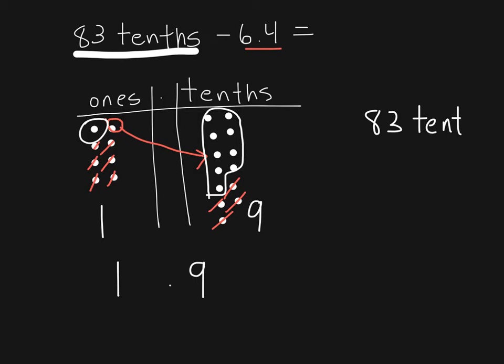And I could actually write this in standard form, or I can use unit form. I'm just going to use unit form this time to show you what it looks like. 83/10. 6 and 4/10 is the same as 64/10.